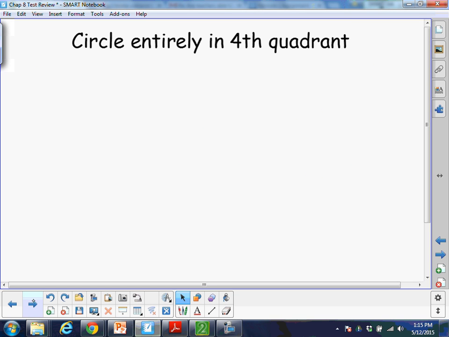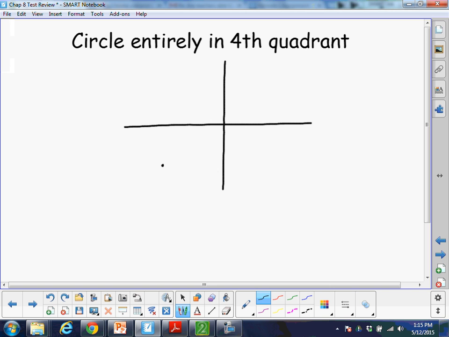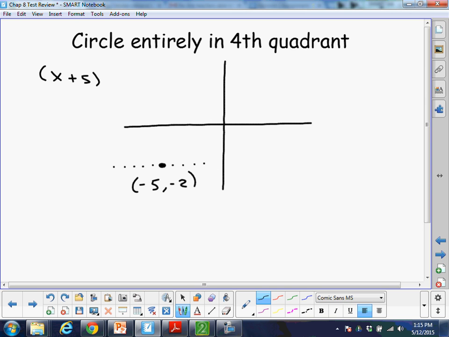Okay, the last few. If we need a circle entirely in the 4th quadrant, I'm just going to give you a sample answer here. What you need to do is make sure that your center is somewhere down here, and that the radius isn't too big to get out of the 4th quadrant. So a sample answer might be, let's say your center is at like -5, -2 or something. You would need to make sure that it's x plus something and y plus something. That's going to make sure that the center has both negative coordinates here, and then give it a small radius like 1, or anything small enough to keep it in the 4th quadrant would work. So that's one possible answer.